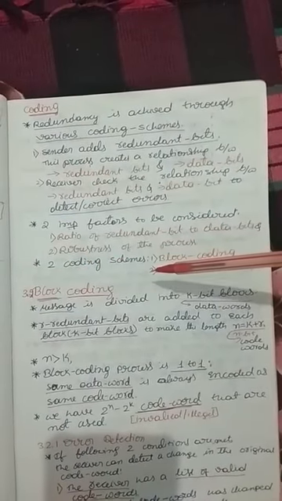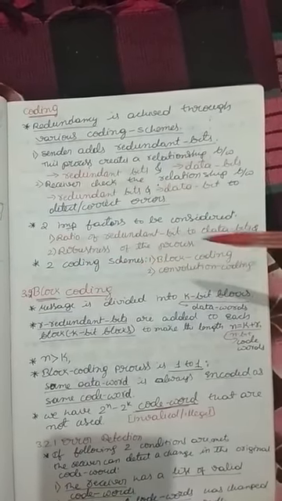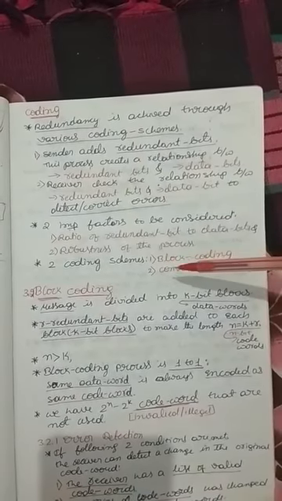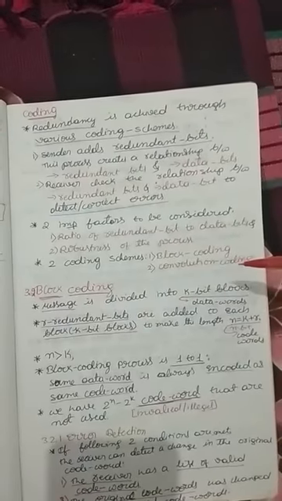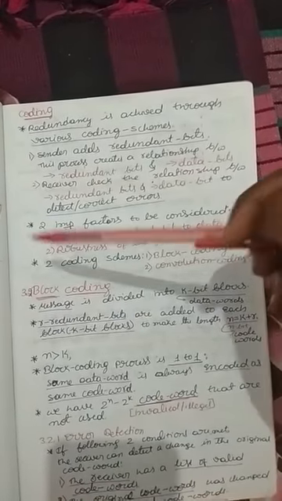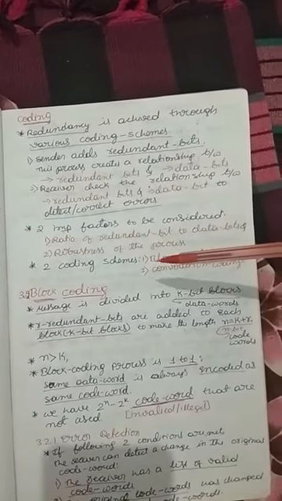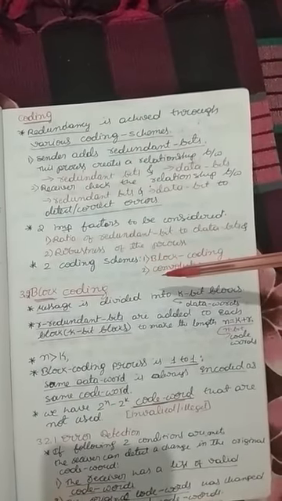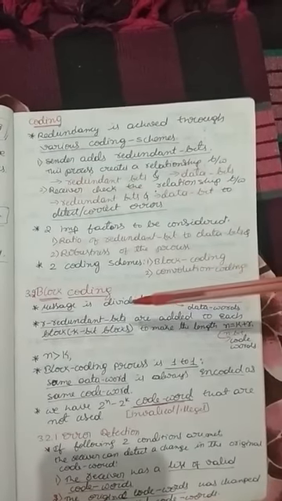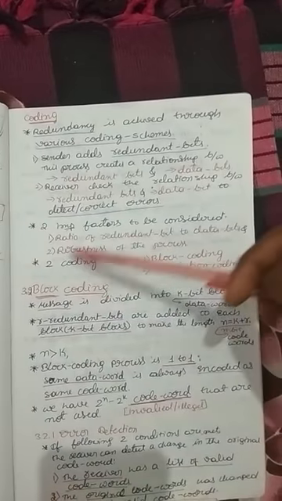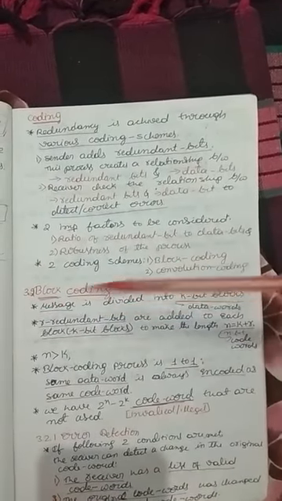There are two types of coding scheme: block coding and convolution coding. First one is block coding, next one is convolution coding. In the next video, I am going to explain block coding.